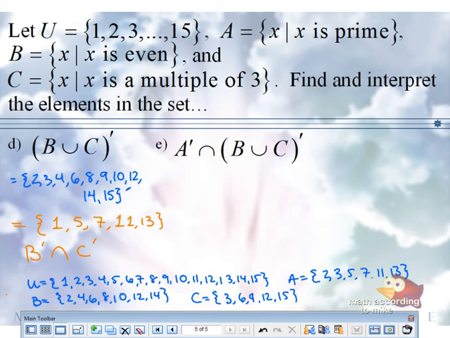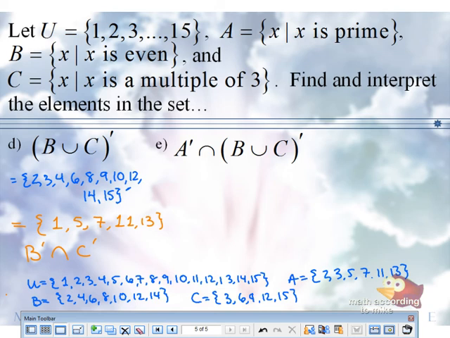B prime says all the odd numbers. C prime says not multiples of 3. So together, in orange here, we have odd numbers that are not multiples of 3, which is a little bit easier to see from the final result. So these are the odd numbers that are not multiples of 3.